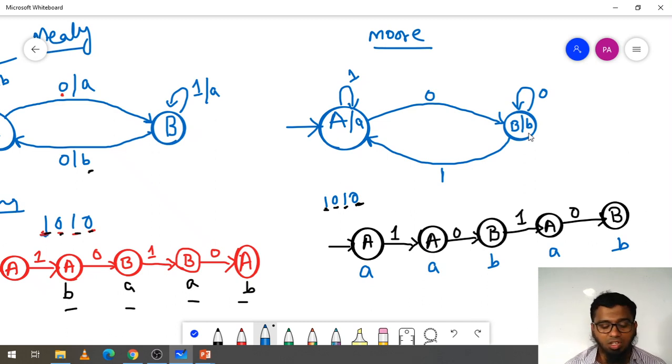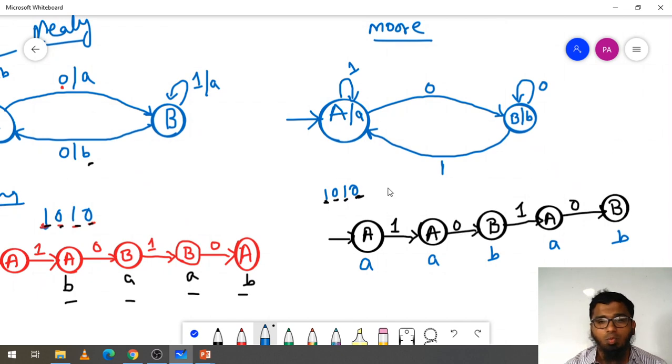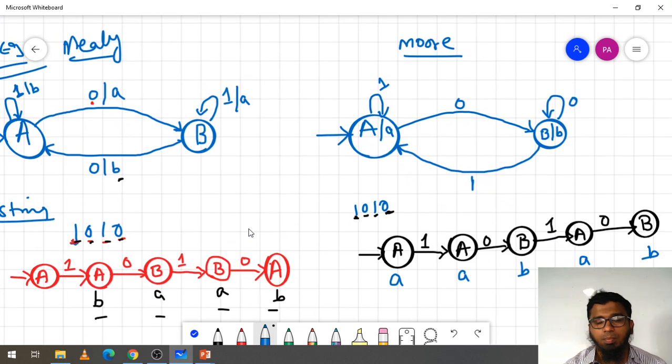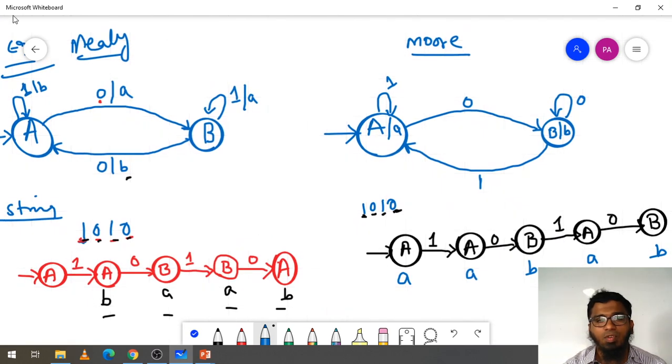Okay. So this is an example for the Mealy machine and Moore machine. I hope you understand this simple logic. Remember, whenever the Mealy machine is there, at that time the output is defined in the transition. Whenever we have the Moore machine, where is the output defined? We will define it in the state diagram.